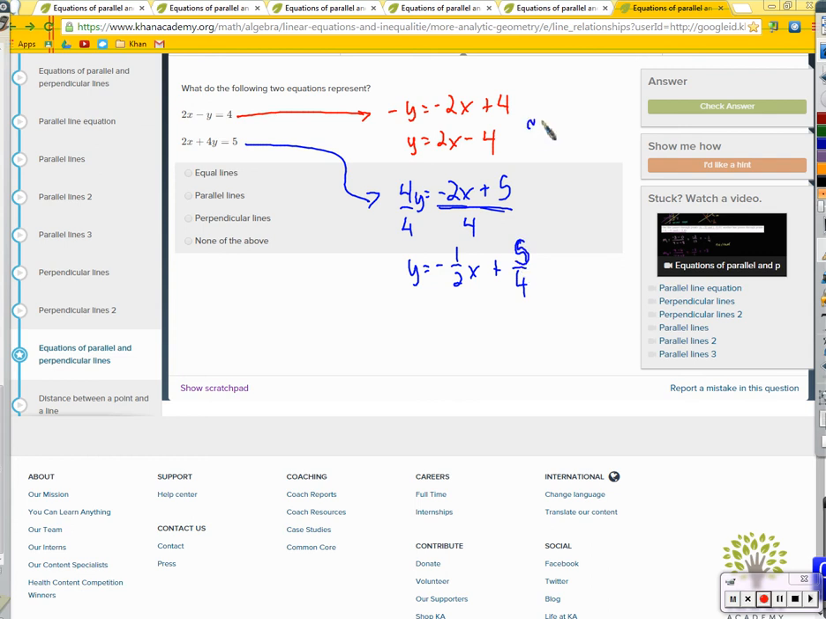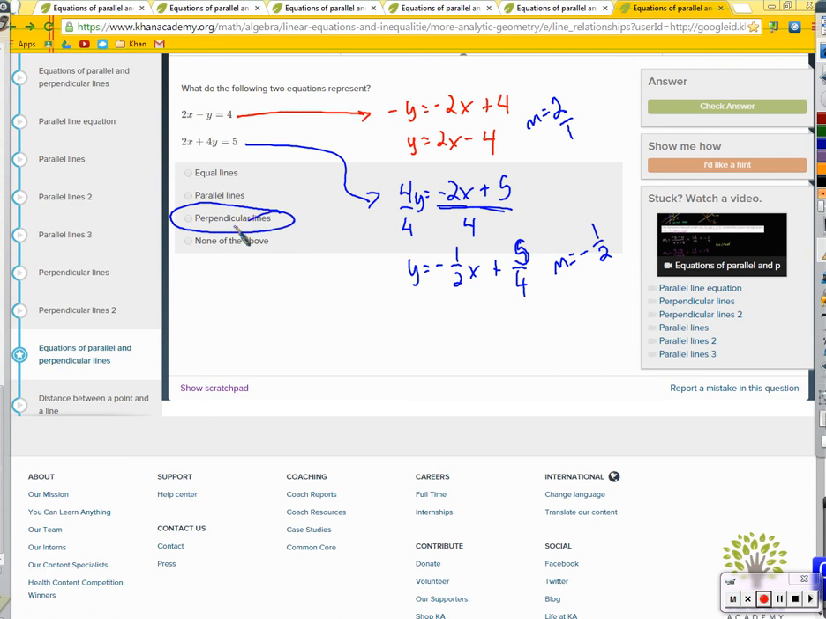So what's the slope of this line? 2, right? And what's the slope of this line? Negative 1/2. So are these parallel? No, they're not parallel because they don't have the same slope. Are they perpendicular? Yes, because they have opposite reciprocal slopes. So this is 2/1, and this is negative 1/2. Opposite reciprocals. They're perpendicular.